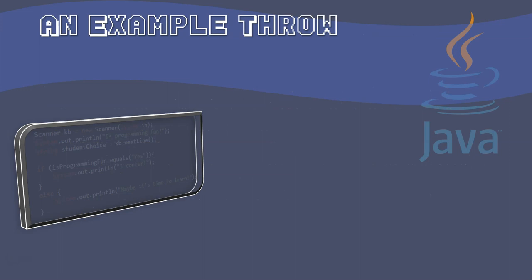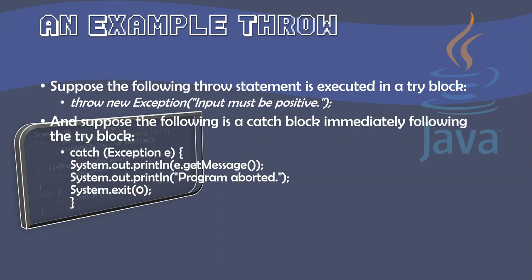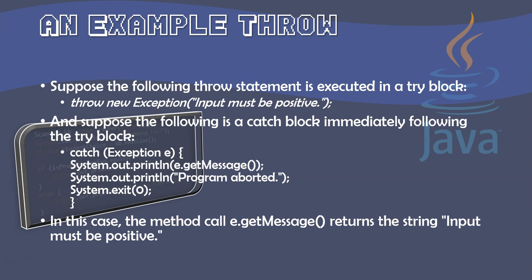Now let's look at this with an example throw. Suppose the following throw statement is executed in a try block. Throw new Exception, input must be positive. And suppose the following is a catch block immediately following. Catch Exception e, System.out.println e.getMessage, System.out.println program aborted, System.exit 0. In this case, the method call e.getMessage will return the string input must be positive.